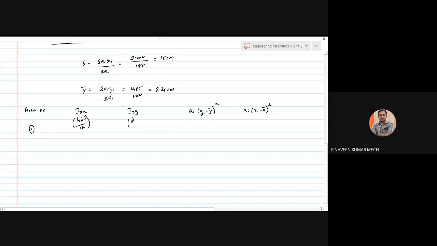Here it is bd cube by 12. Since it is a rectangle, if there is a different cross section, the formula varies. So for area 1, we know that 15 into 3 cube by 12. Can anyone tell me the answer? Here we get 33.75. The unit is mm to the power 4.